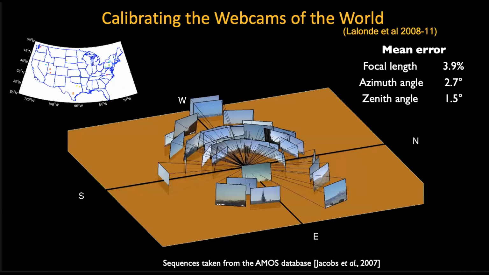This calibration was pretty accurate, surprisingly, with a few percent error in terms of angle as well as focal length, right? And so this is an example, as I said, where the light source itself is acting like a scene and it's giving you some useful information.